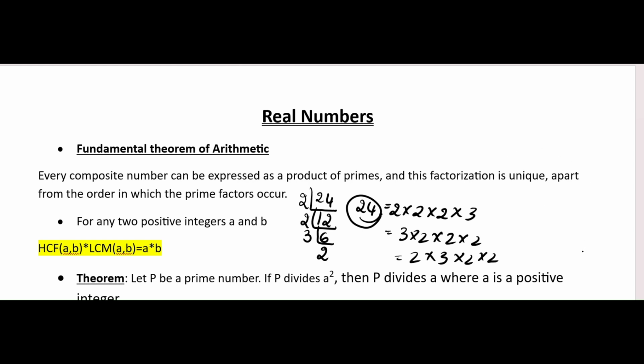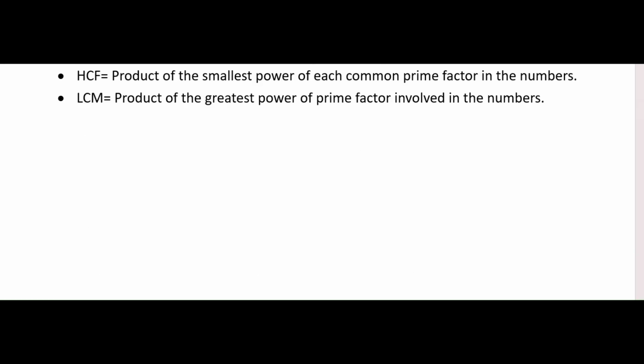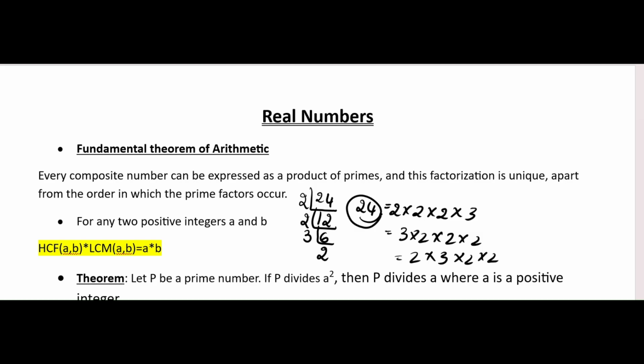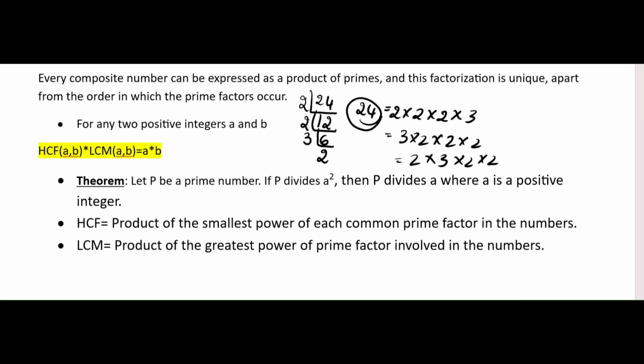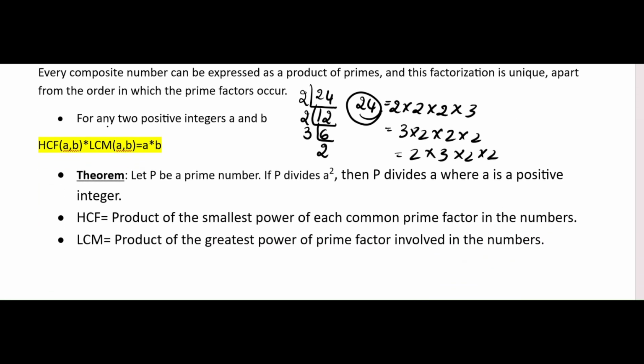For example, if we take the highest common factor of any two numbers and the least common multiple of any two numbers, then if we multiply the HCF and LCM, we will get a value equal to the product of those two numbers. Let us take some examples after this discussion.